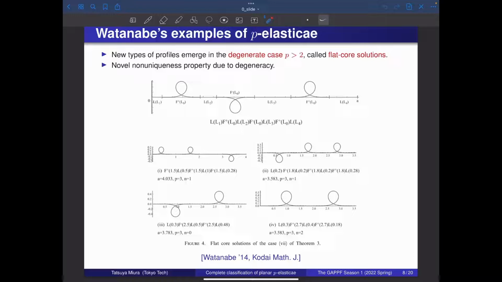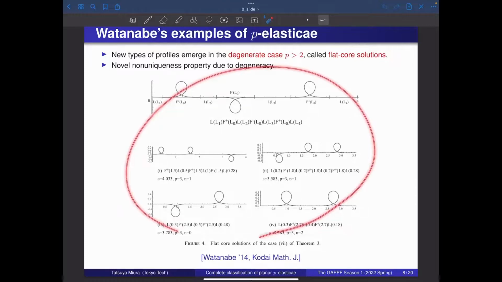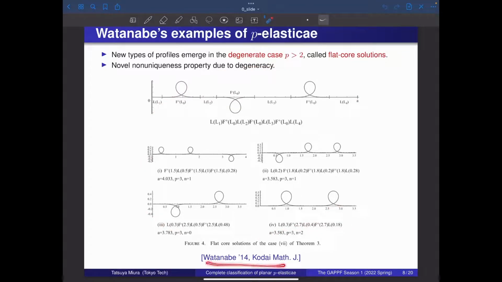So in this sense, the family of flat core solutions has quite a non-unique feature, and this non-uniqueness property is due to degeneracy and didn't appear in the classical case. So this would be one of the most interesting behaviors in the general power p-elastica. And these families are also obtained in the same paper by Watanabe.